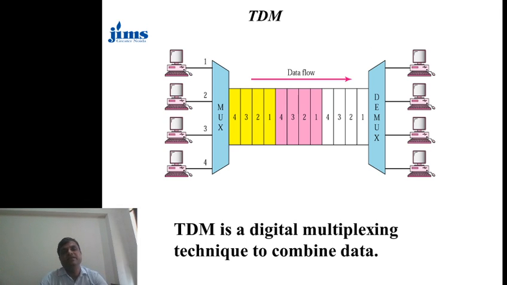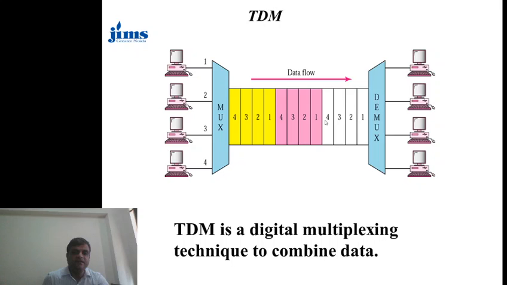See here the time division multiplexing. In this diagram we show 1, 2, 3, 4. There are 4 computers that have some data to transmit, and in between we show the data flow. So first, the first time slot of the first computer is combined with the first time slot of the second, then third, then fourth.